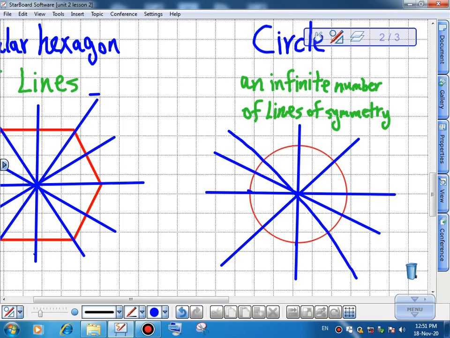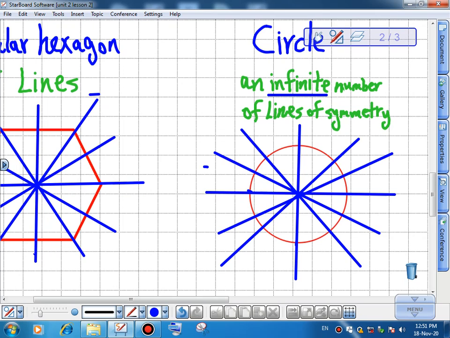So any circle has an infinite number of lines of symmetry, with no end. That means infinite number has no end. I don't know the number of lines of symmetry of the circle. Okay, it has an infinite number of lines of symmetry, any circle.